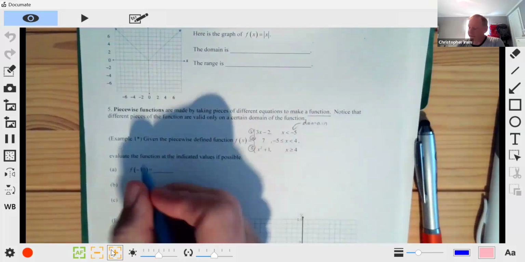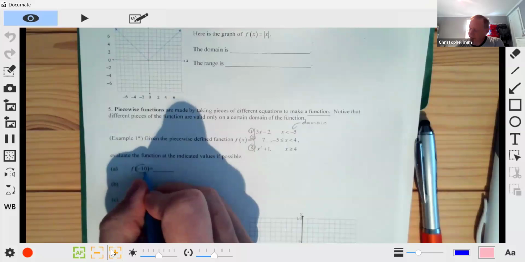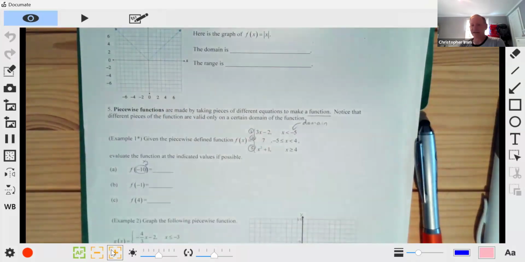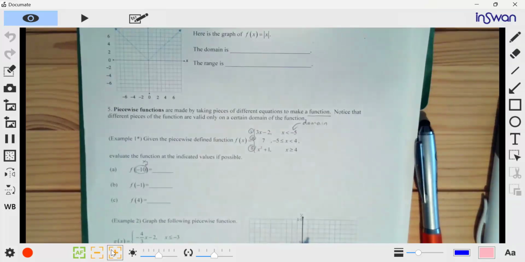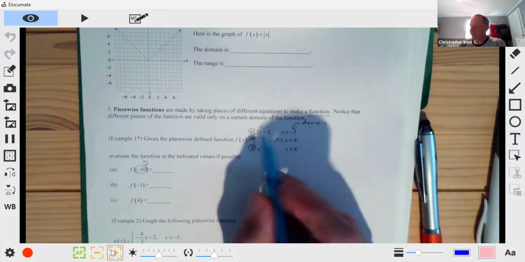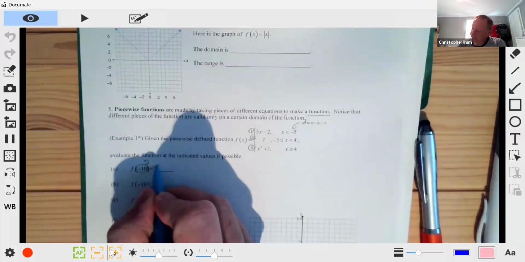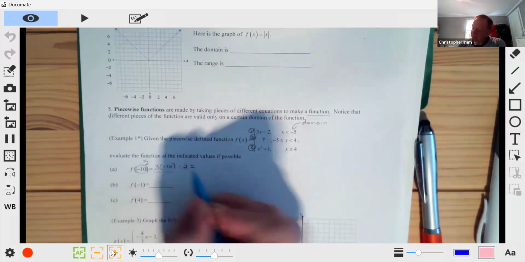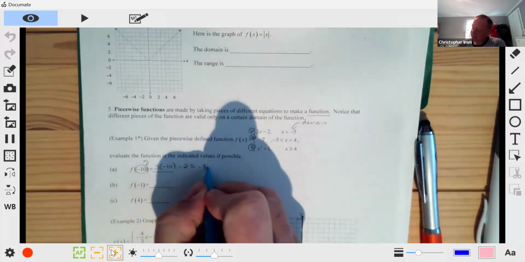So what I do first, if I was looking for f of -10, is I figure out which function am I using there. Now, this part I'm kind of good with because I know that would be the first one since x is less than -5. Exactly. So x is less than -5, so we would use that first one. So we'd have 3 times -10 minus 2, which is equal to -32.